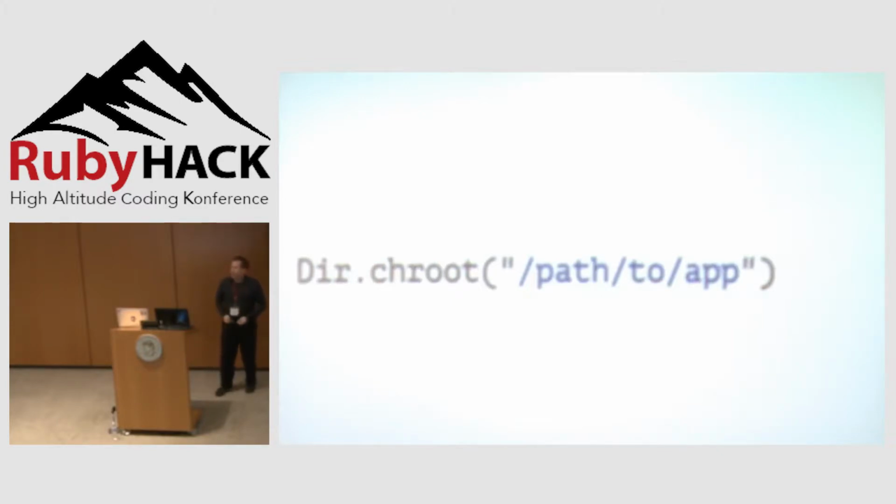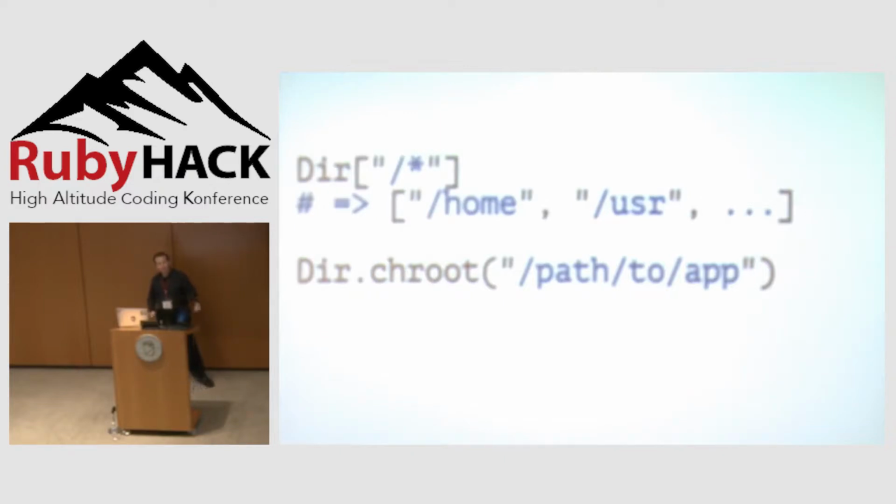So when you run chroot, you pass it a directory that is under the current root directory. And that directory now becomes the root directory from the perspective of the process. So before chrooting, listing entries in the root directory shows the real root directory.